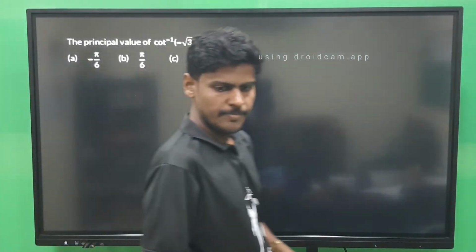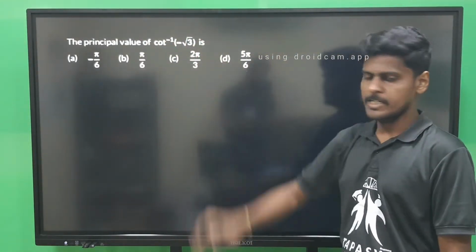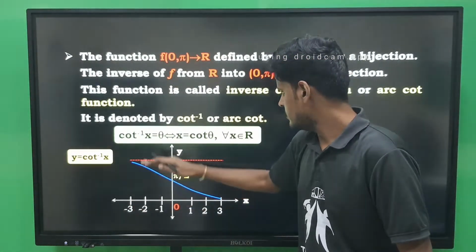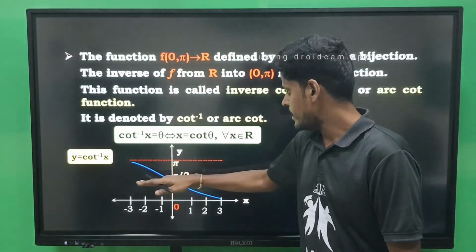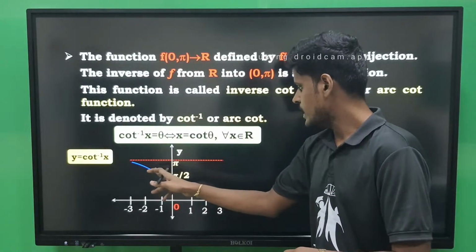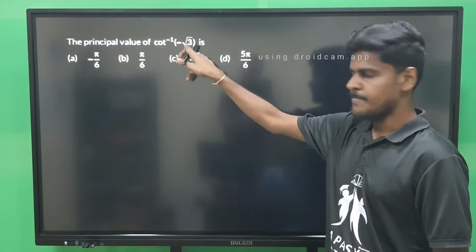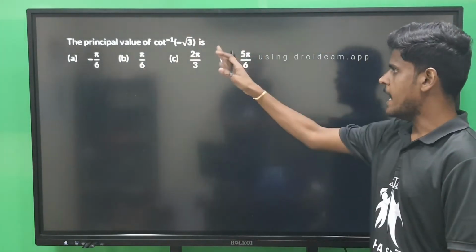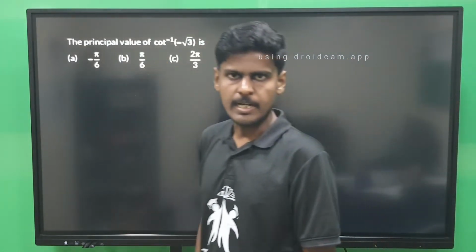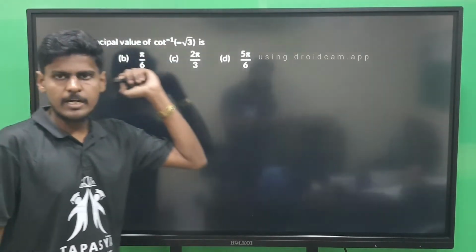Again, one simple question. Cot inverse of minus root 3. What is cot inverse of minus root 3? By the graph of this function, a negative input gives an answer between pi by 2 to pi. So the answer should lie between 90 to 180 degrees. And what is the value of this function? Minus root 3 is the input. Cot of some angle should be minus root 3. What will be the angle? Cot of 180 minus theta is minus cot theta. That means from this we should find when cot will become root 3.